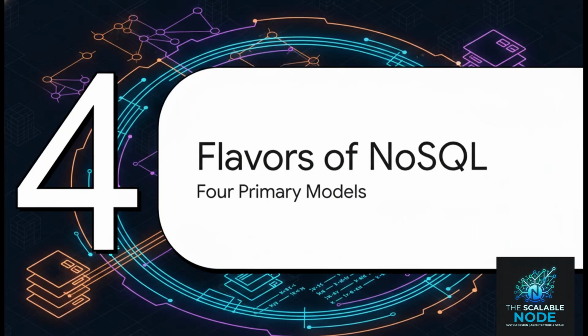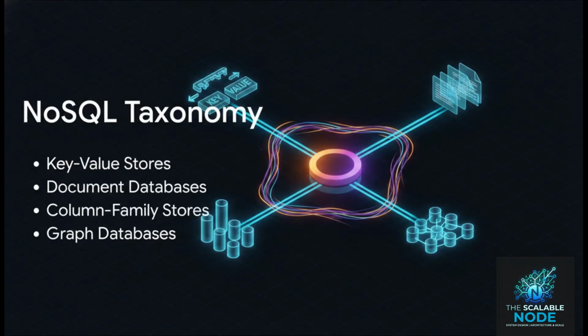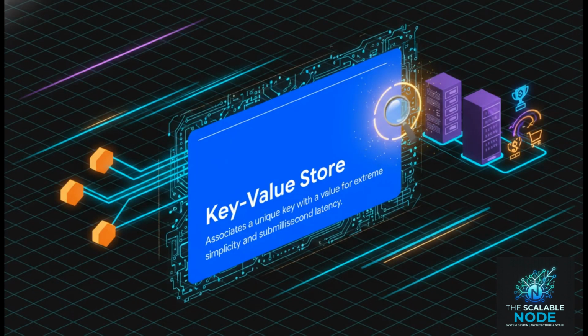Section 4. 4 flavors of NoSQL. Now, unlike SQL, which pretty much looks the same everywhere with its tables, rows, and columns, NoSQL is actually an umbrella term for 4 completely different ways to model data. We're going to run through these primary formats real quick because understanding the difference between them is basically the secret to unlocking high-performance architecture. First up, we have key value stores like Redis or DynamoDB.